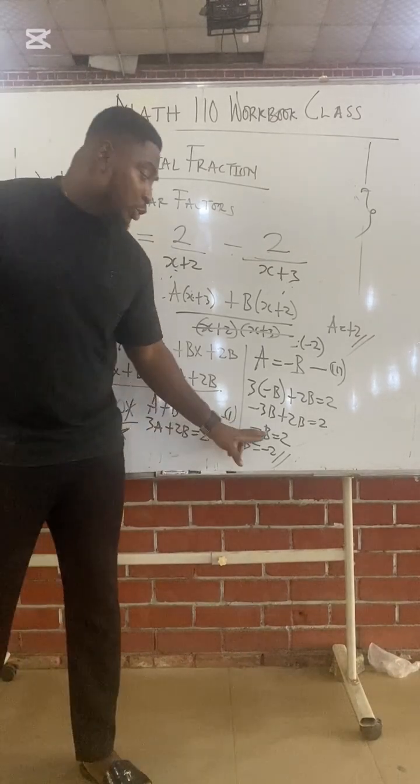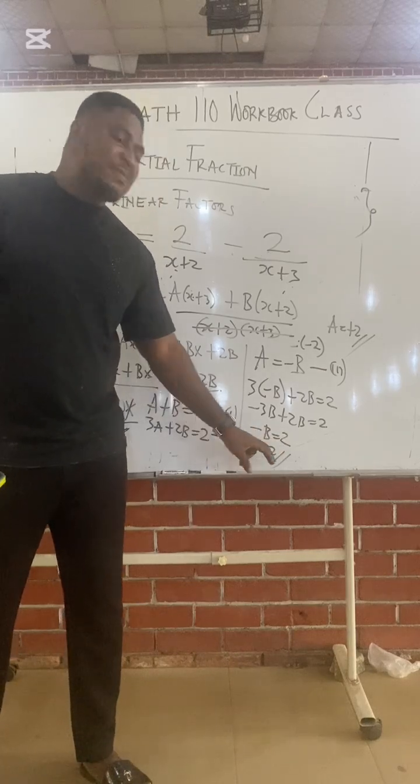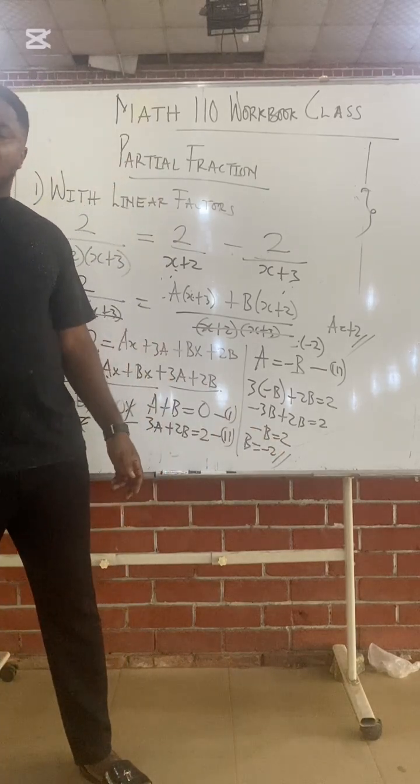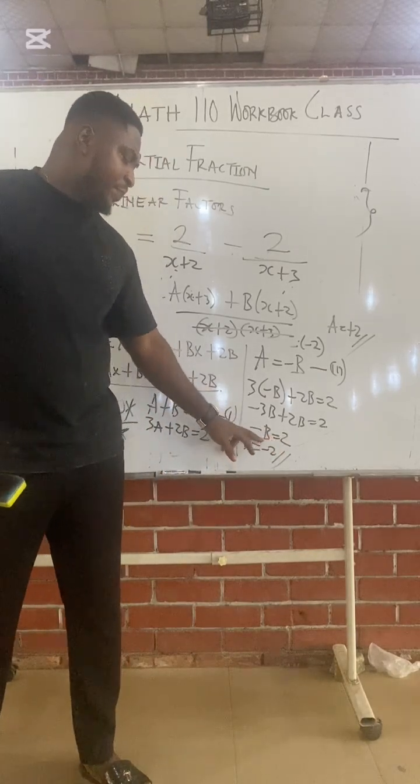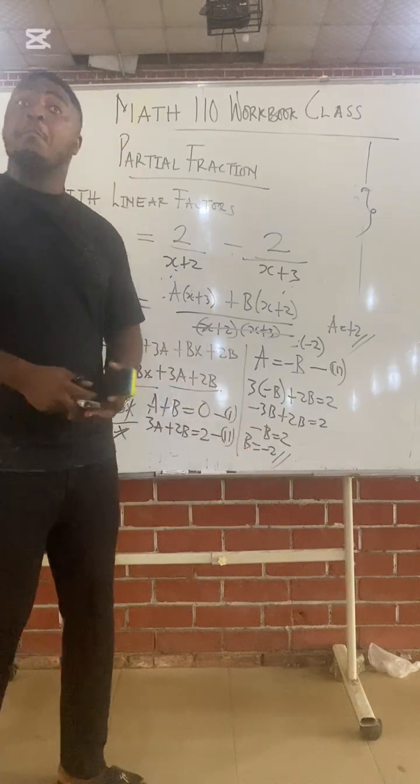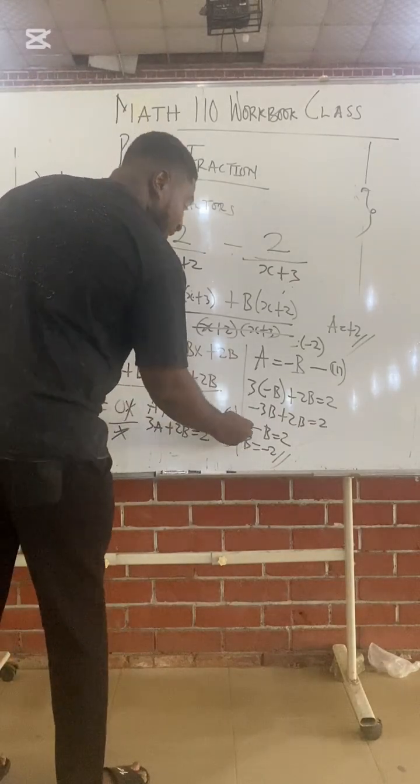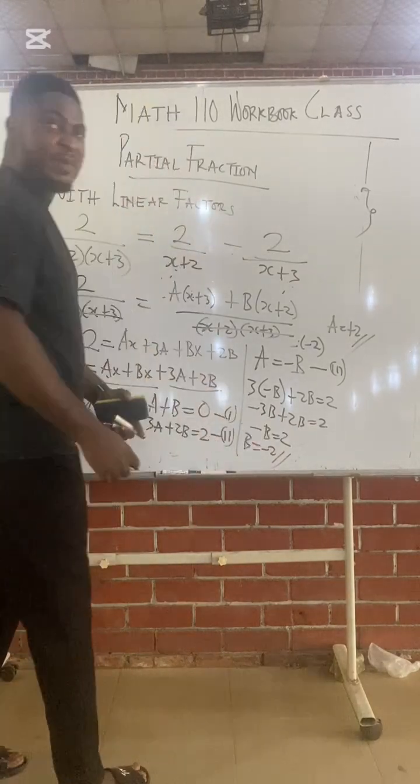If minus b equals 2, it means that b is minus 2 now. It's a rule. If minus b equals 2, and you want b, multiply both sides by minus. Multiply both sides by minus, and minus times minus is plus, and b is minus 2.